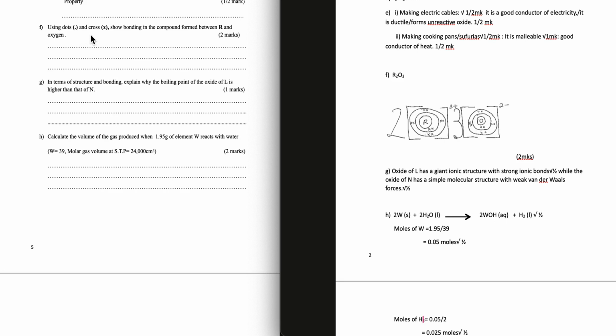Using dots and cross, show the bonding in a compound formed between R and oxygen. In terms of structure and bonding, explain why the boiling point of the oxide of L is higher than that of N. Oxide of L has a giant ionic structure with strong ionic bonds, where the oxide of N has simple molecular structure with weak van der Waals forces.